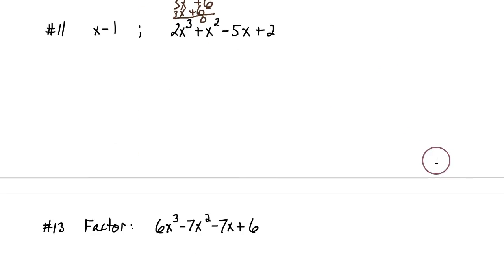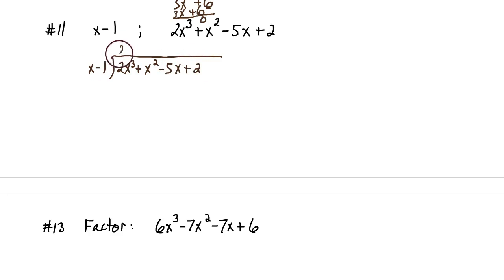Number 11, let's show that x minus 1 is a factor of this. If it is a factor, it will divide in there with no remainder. Let's use long division to divide it into that polynomial. X times 2x squared makes 2x cubed.